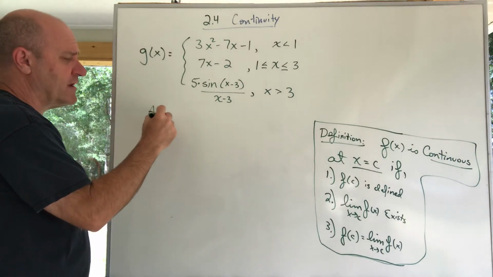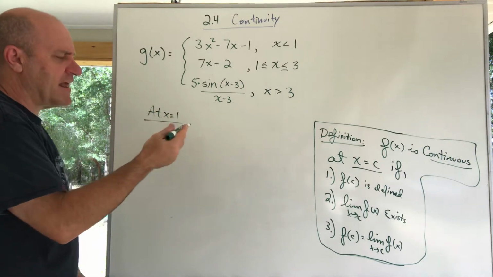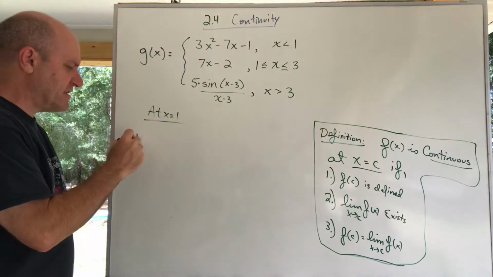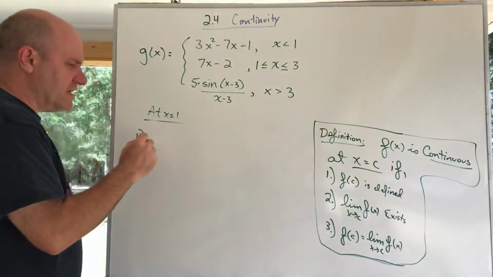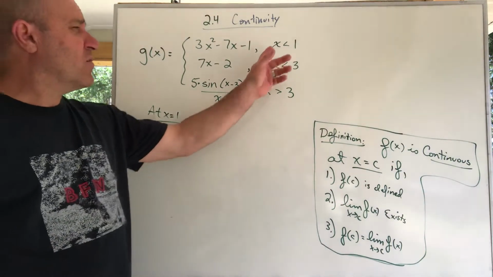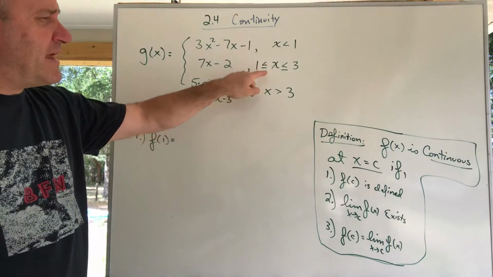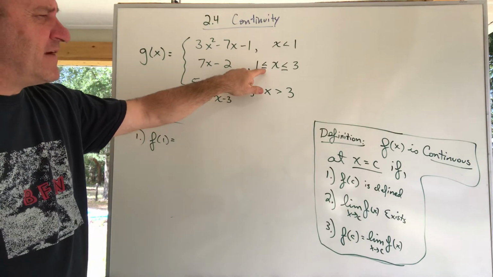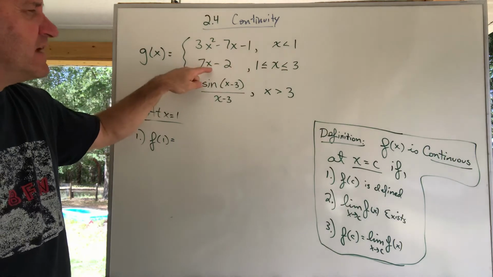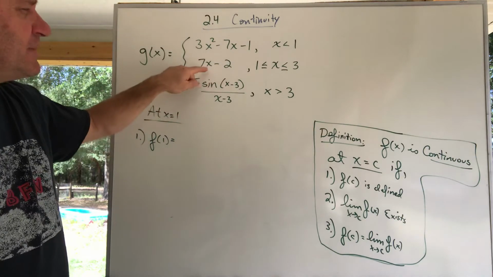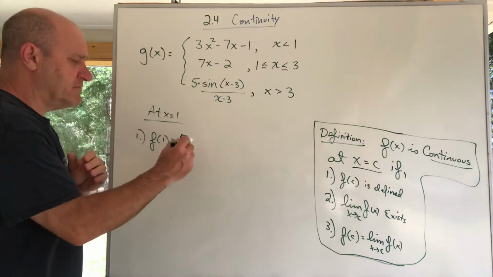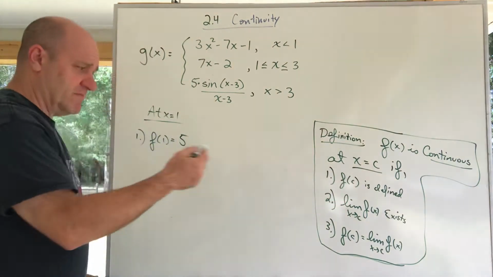So this is how I do it. I come over here and say, okay, I'm worried about x equals 1. I'm going to go through my three-step definition. Let's try it. Step 1: I need to plug 1 into the function and see if it's defined. Pay attention to that equal sign there. When x is equal to 1, we use this piece of the piecewise function, and I plug a 1 in there and get a y value of 5. All right, so the function is defined.